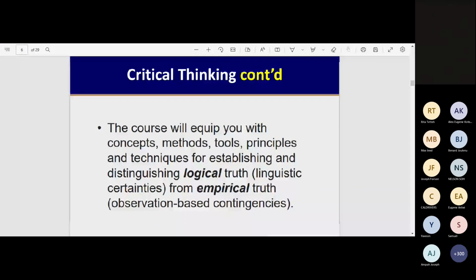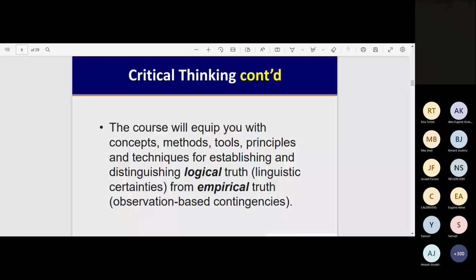Now, the course will equip you with, I've already said that, concepts. Concept means ideas. Methods, how to do it. Tools, the working material, okay? Principles, like rules, regulations, and techniques, they are skills. You get all of those to do what? Skills for what? Tools for what? For establishing and distinguishing logical truth. Remember, I introduced you to that. Truth that is based on the logic of the language, how you are speaking.